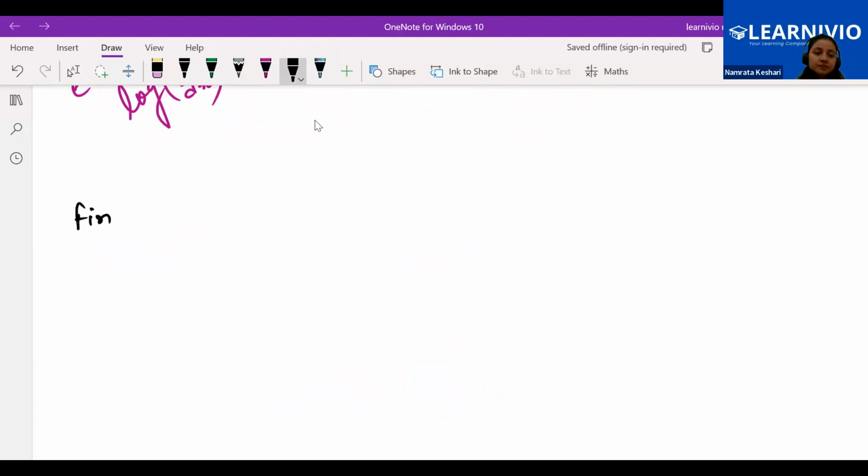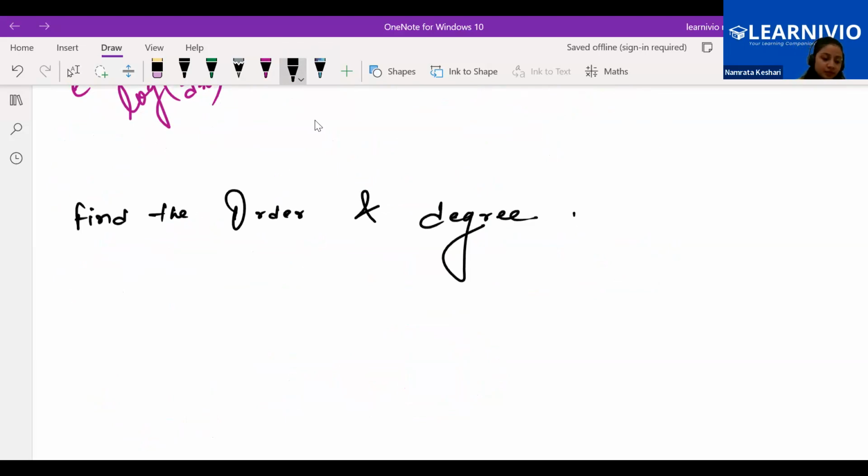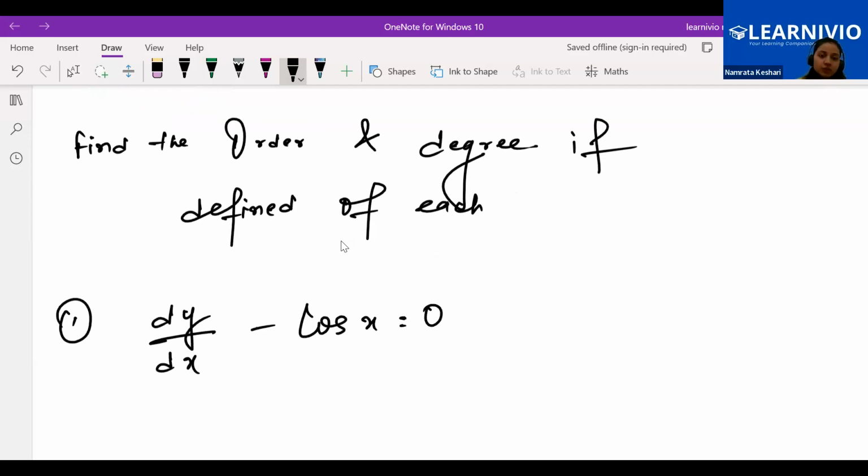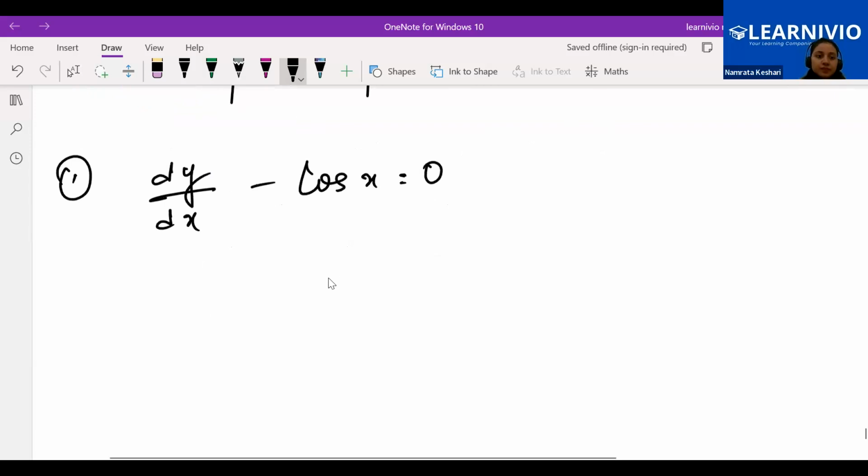Find the order and degree, if defined, of each of the following. The first one is dy by dx minus cos x is equal to 0. Next one is xy d2y by dx2 plus x (dy by dx) whole square minus y dy by dx is equal to 0. Let me write all of them. Then we are coming to the order and degree part.